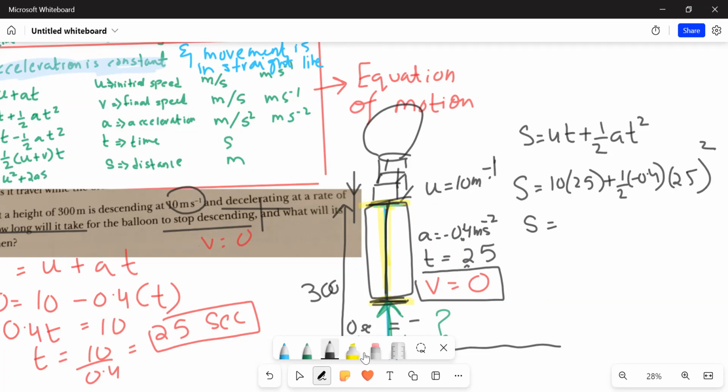What does this give us? So what do we get? 125. Okay. And then you do 300 minus 125. 175. 175 meters. Okay.